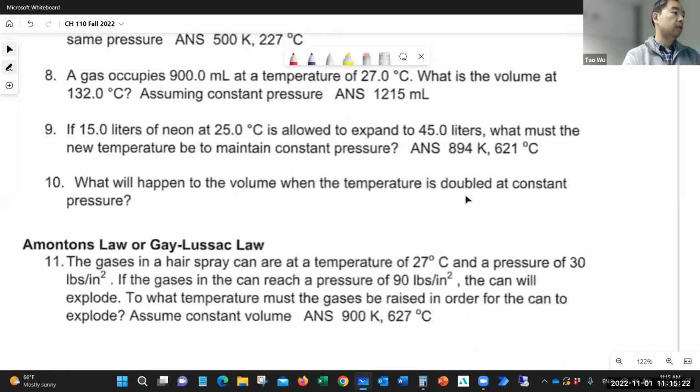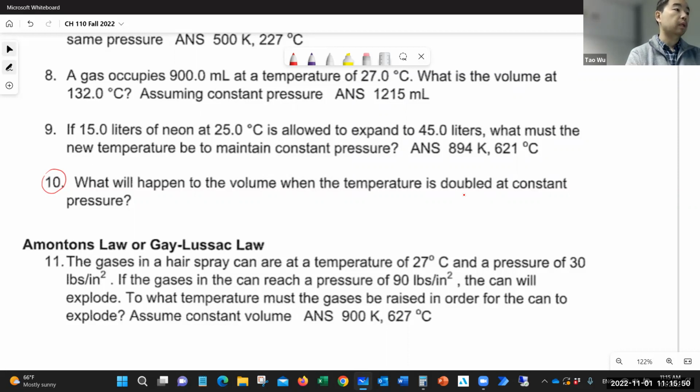So we can do one more. Let's look at question 10, and this one is a conceptual question. You see, there are no numbers in this question, so let's see how we solve this problem. What will happen to the volume when the temperature is doubled at a constant pressure?